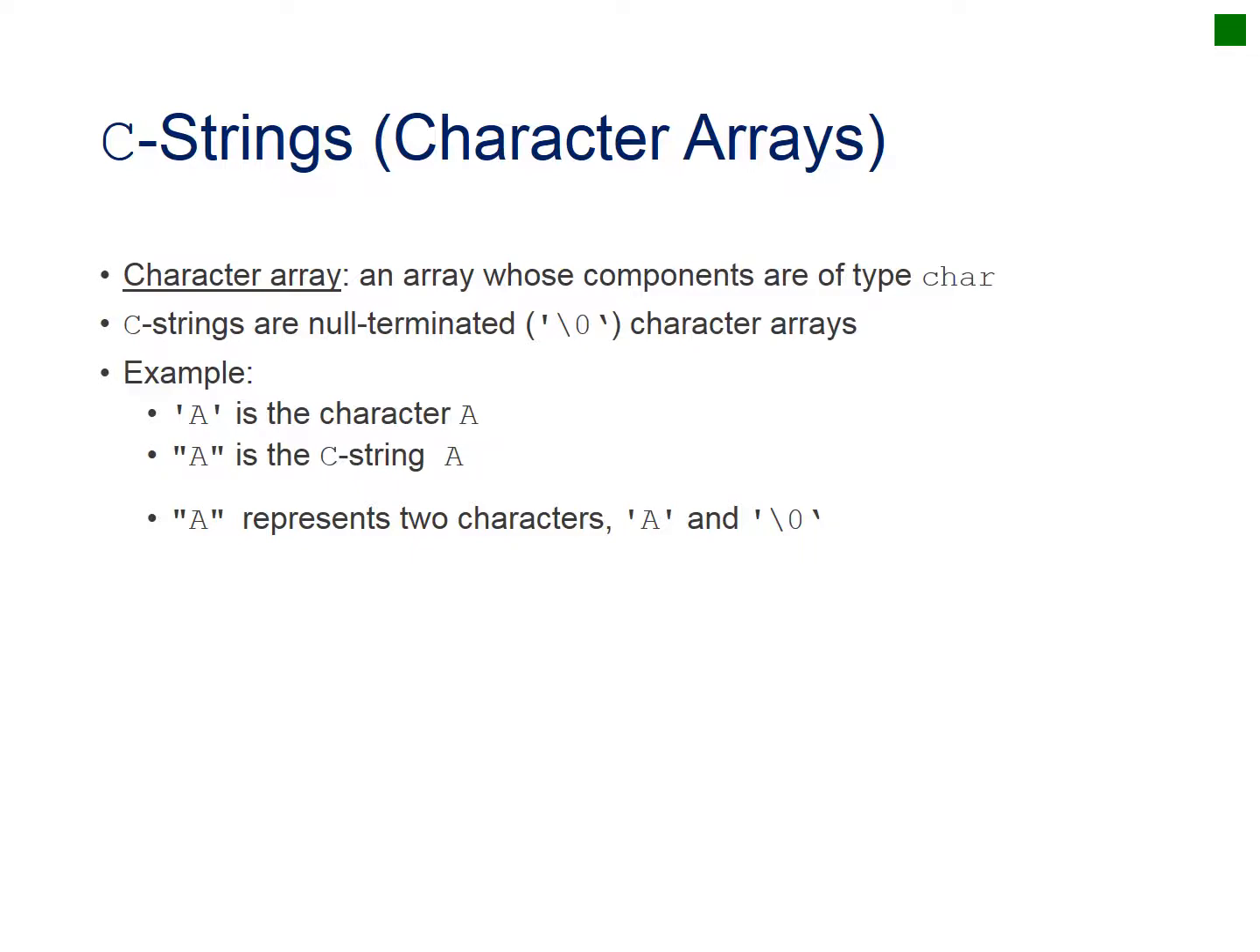A character string is an array whose components are of type character. C strings are null-terminated character arrays. For example, 'A' is the character A. Double quote A is the C string A. Double quote A represents two characters, A and the null value.